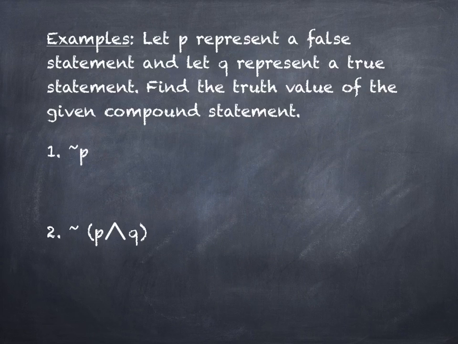Now, we're going to do some examples of some truth statements. Now, this is a little different. Here they actually tell you what the P and the Q are. That is, they tell you the truth value that they hold. They tell you that P is a false statement, and Q is a true statement. And they want you to find the truth value of some other joining of statements together.